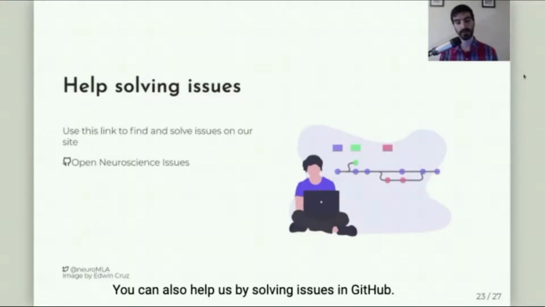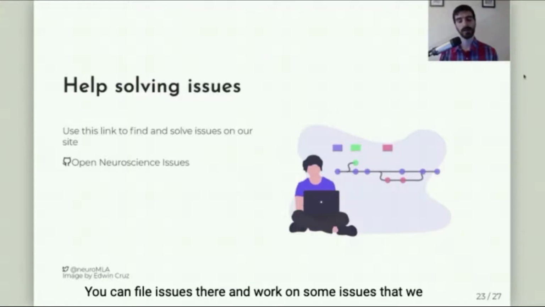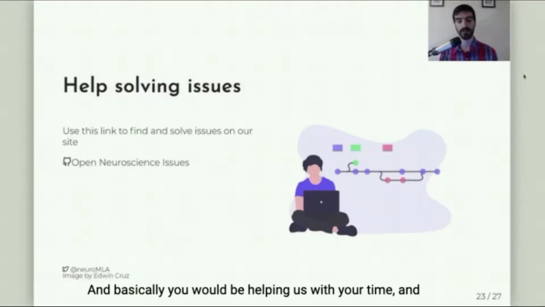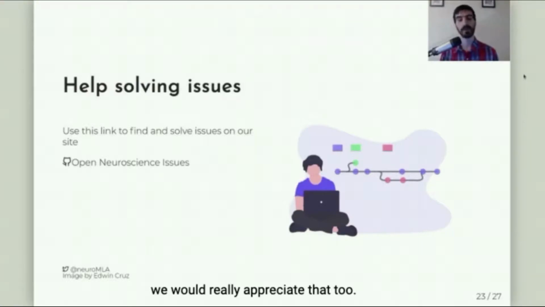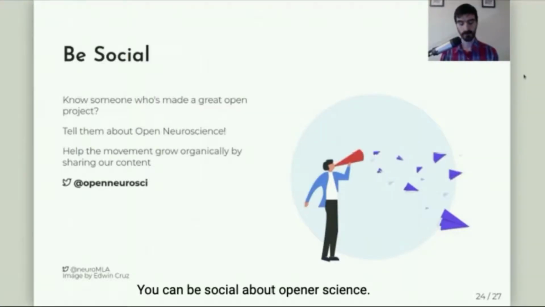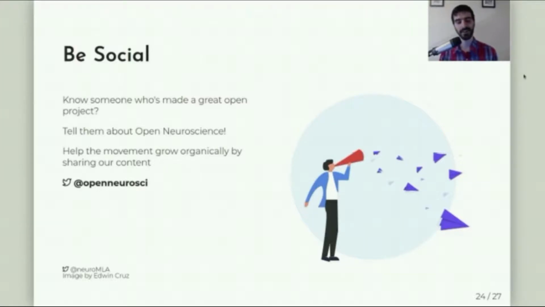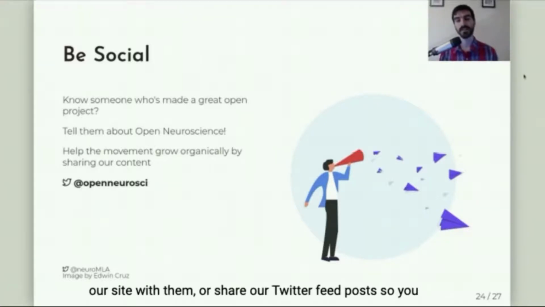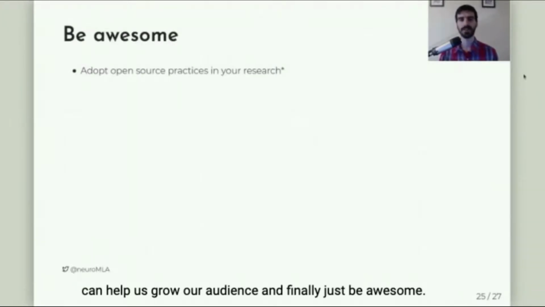You can also help us by solving issues in GitHub. You can file issues there and work on some issues that we have identified that we need help with. Basically, you would be helping us with your time, and we would really appreciate that too. You can be social about open neuroscience. If you know somebody who has created a great tool, share our site with them, or share our Twitter feed posts so that you can help us grow our audience. And finally, just be awesome.